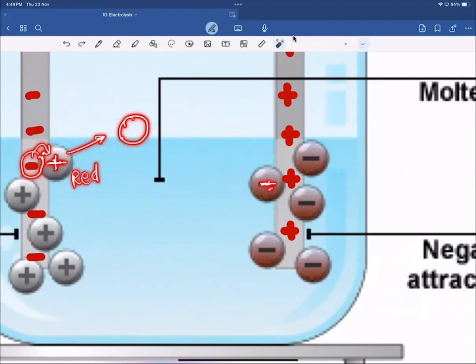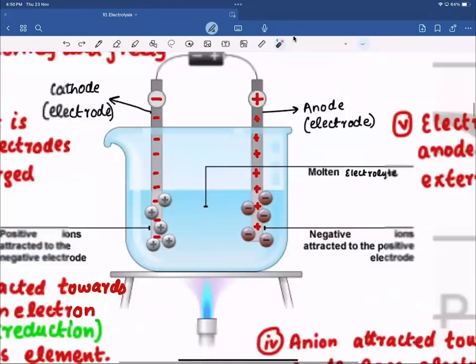It has a negative charge, which means it has an extra electron. So what it will do, it will lose that extra electron to the plate. And as a result, it also becomes a neutral atom. So loss of electron occurs. That's why it's oxidation. Is this clear? Yes. Yes, Safwan.